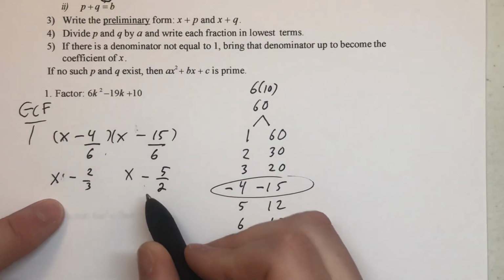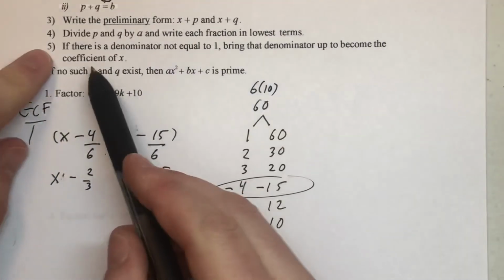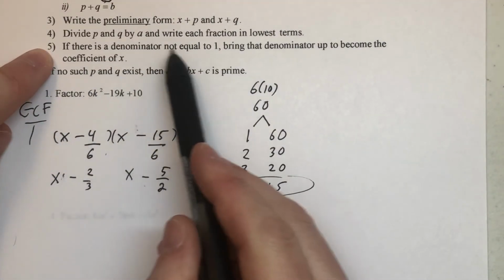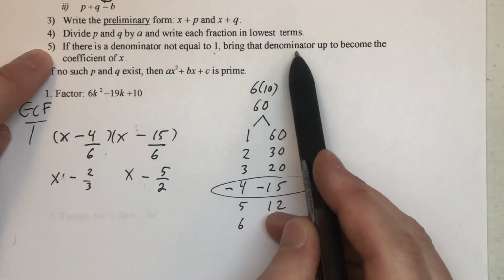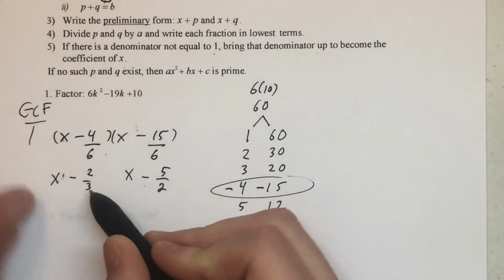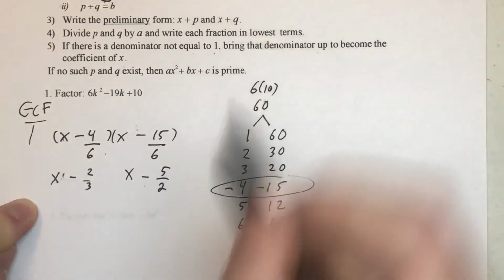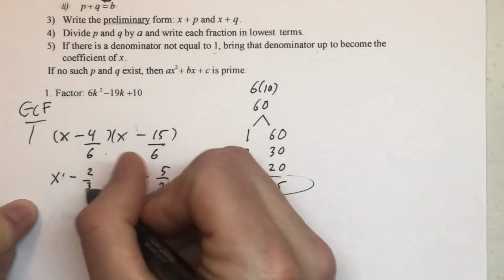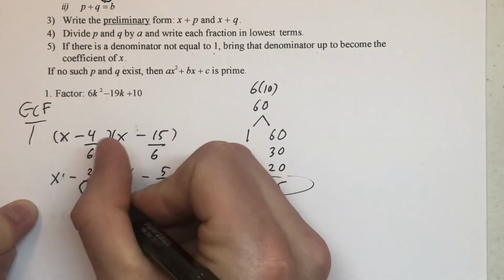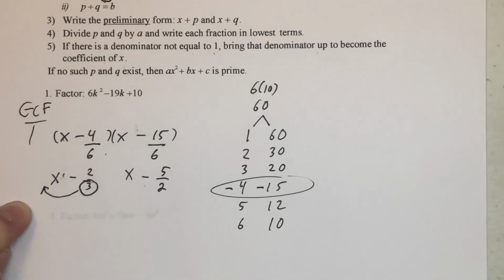It's very important that you reduce them as much as possible, okay? Because it says if there's a denominator not equal to 1, bring the denominator up to become the coefficient of x. So here's a fraction. The denominator is not 1. The reason this method is called the bottoms-up method or bottoms-up approach is the bottom, the denominator, gets brought up in front of that x term.